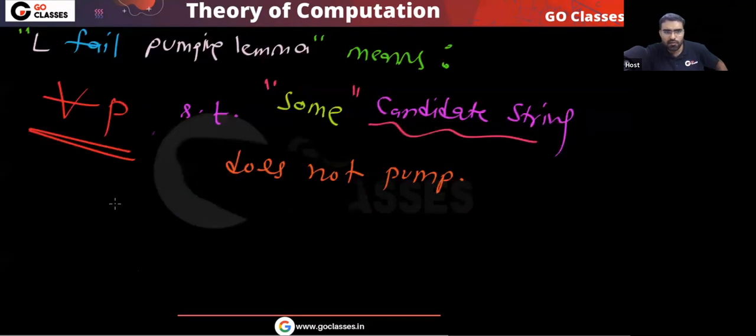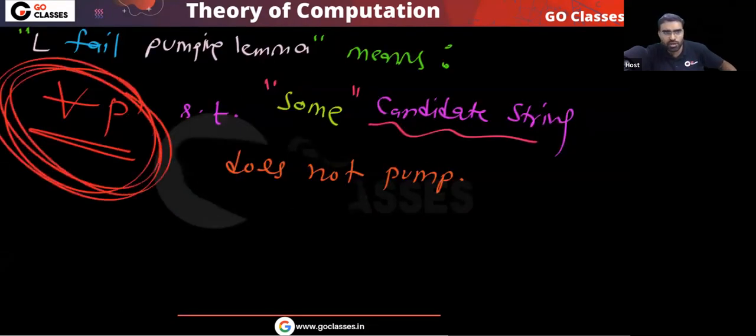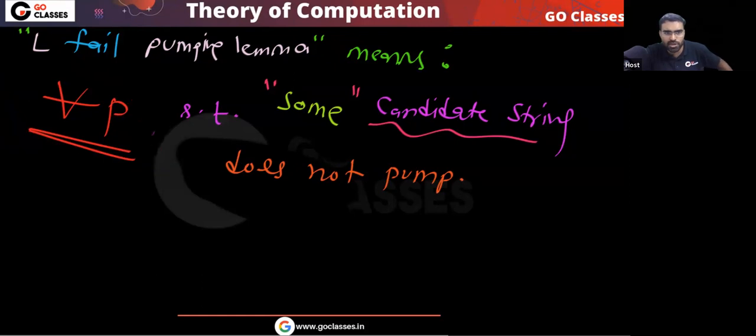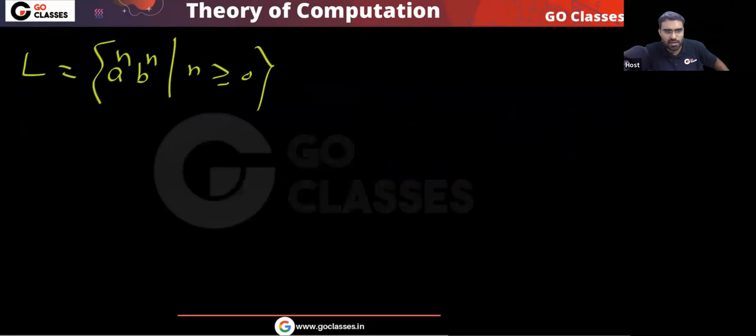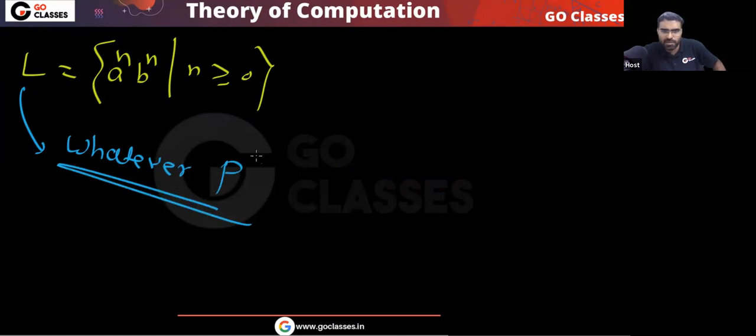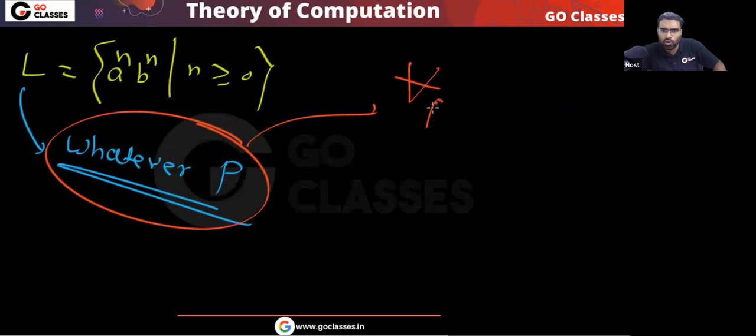That means whatever P you take, whatever magical number you take, you will always find some string who will say, I will not pump. This we have seen in A power n, B power n also, if you remember. In this language, the same thing we have seen. Whatever P you take, that means for all P.